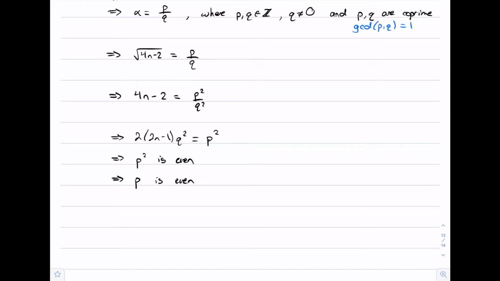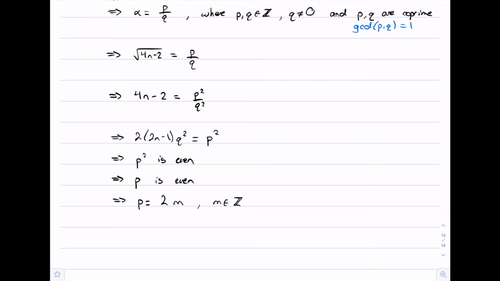So we've got that P is even, and let's be a little bit more specific. What does it mean for P to be even? It means that it's equal to 2 times some integer, and it's important that this number, in this case I've called it m, is an integer. Because if it wasn't an integer, if it was like a half or something, we'd have 2 times a half, which is 1, and that's not an even number. So that's why it's really important that m is an integer, so that P is even. Okay, so we've got P equal to 2m.